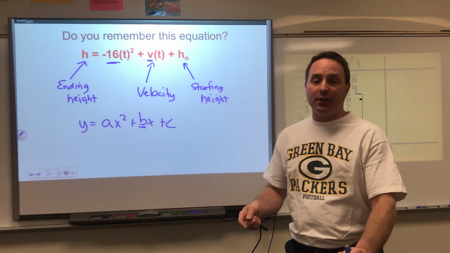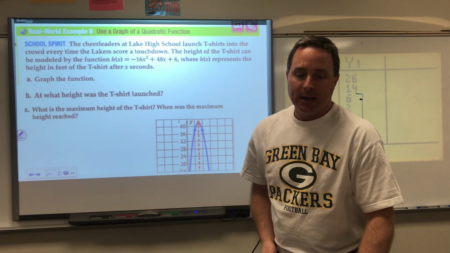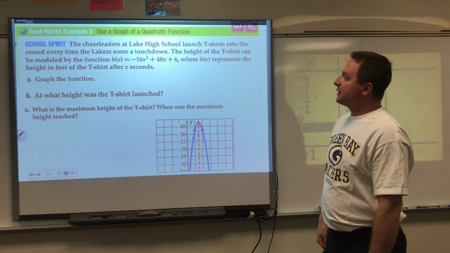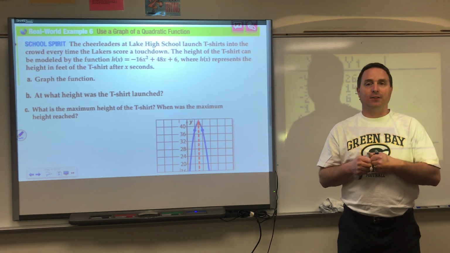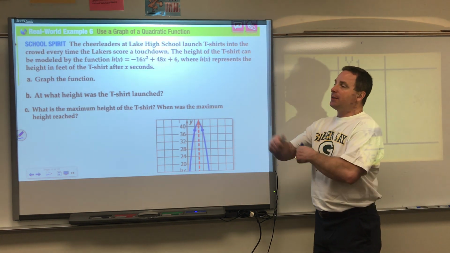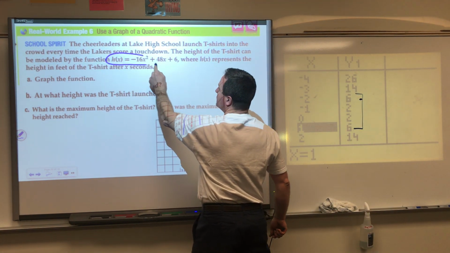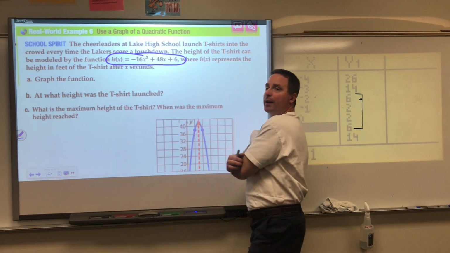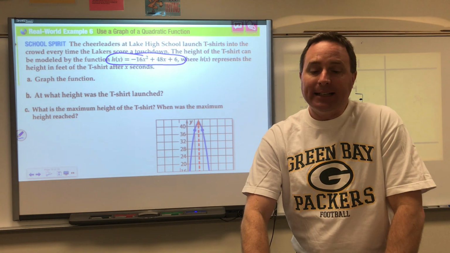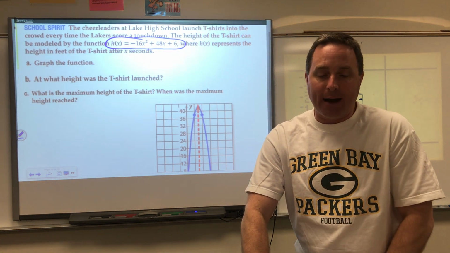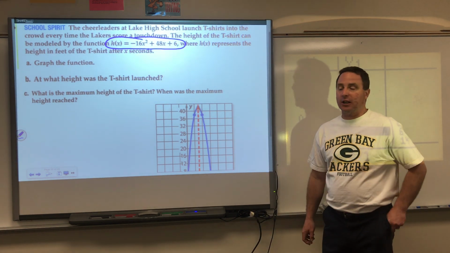And we're going to do these all the same, and we're going to use our calculator to help us with it. Here's an example of one. The cheerleaders at the high school, they launch t-shirts. Maybe you've seen those t-shirt launchers at different sporting events. But they launch them up into the crowd. When they launch them up into the crowd, they follow a quadratic equation, and they make a parabola. And so anytime we do word problems, when it says to graph, we're going to use our calculator to graph it. If you were to graph this on your calculator, this is what it would look like.